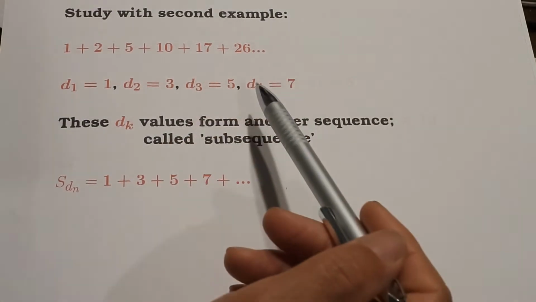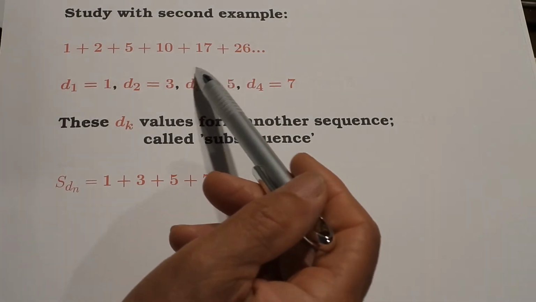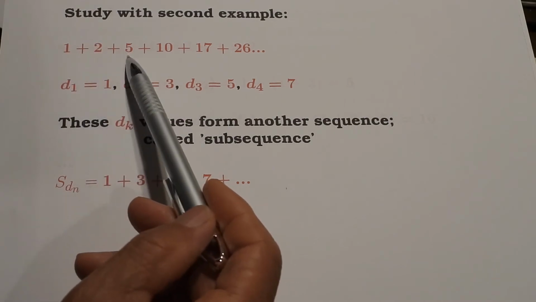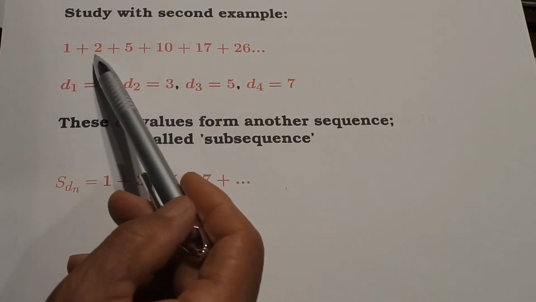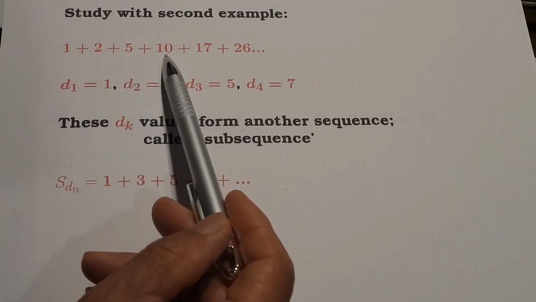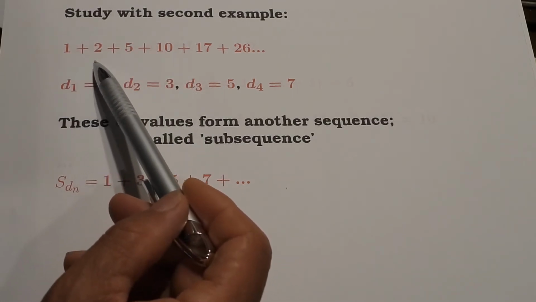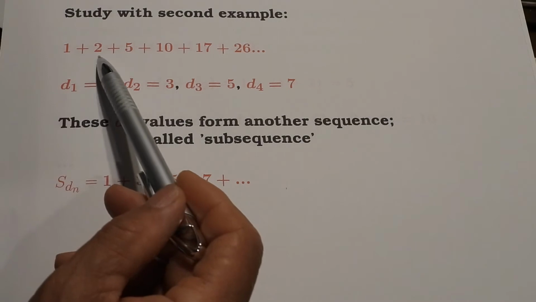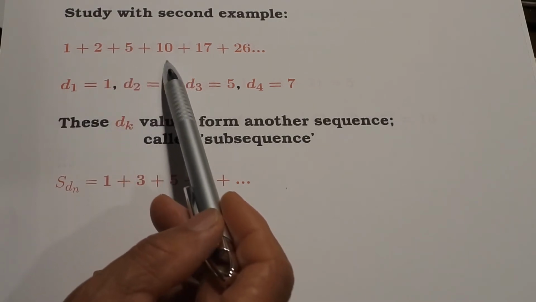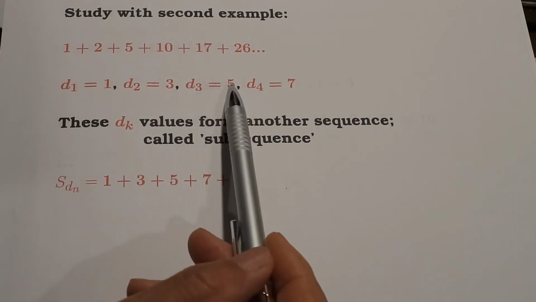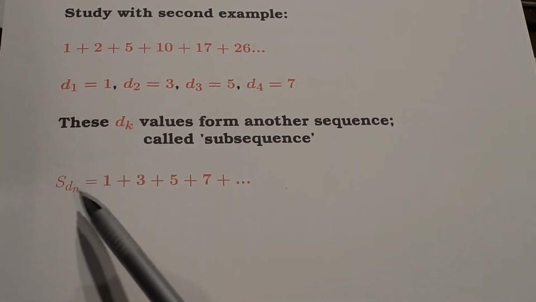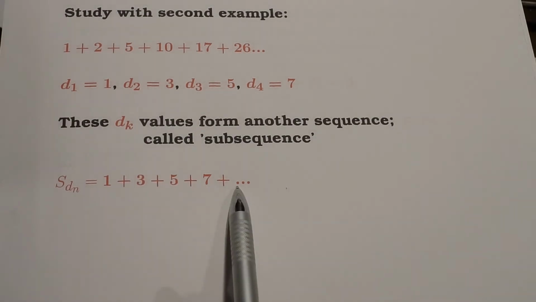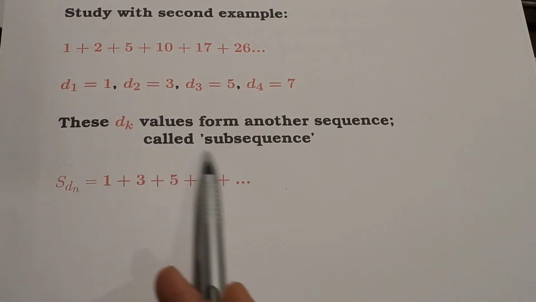Now we go to a little more complicated case. 1 plus 2 plus 5 plus 10 plus 17. Okay, here it increases by 1, increases by 3, increases by 5. It means the differences themselves make another sequence. 1, 3, 5, and 7. So we can write this one in series format. 1 plus 3 plus 5 plus 7. This one is a subsequence, we call it a subsequence.